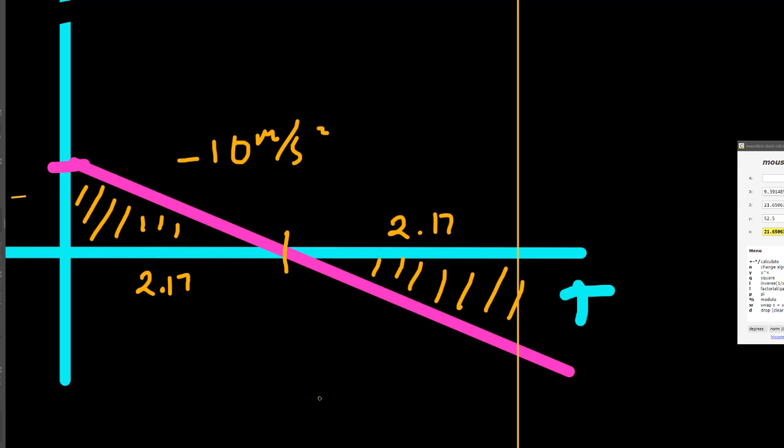4.3. Oh my goodness, can I do my math? Can I do my math? I'm sorry, guys, it's been a long few days. So 4.34.